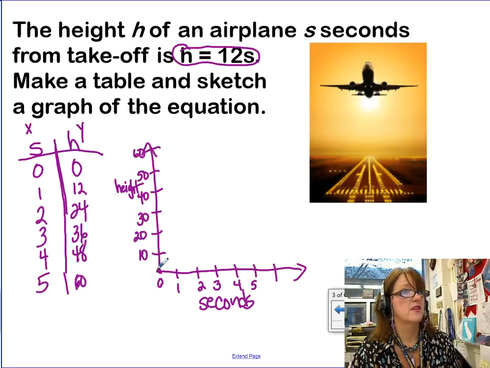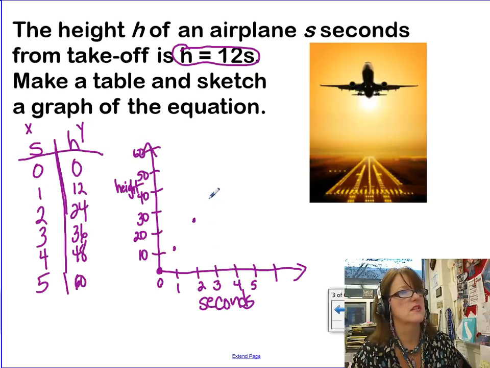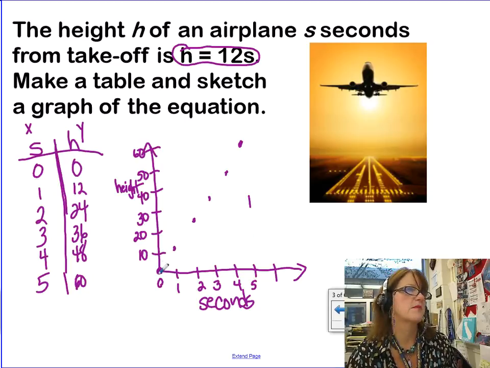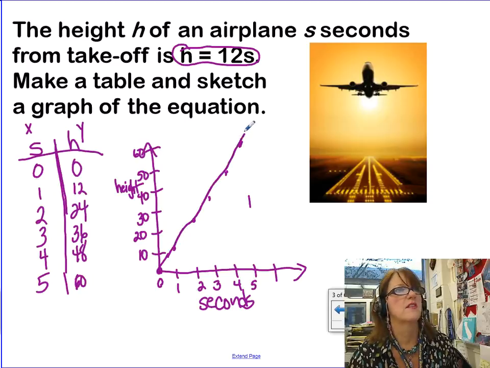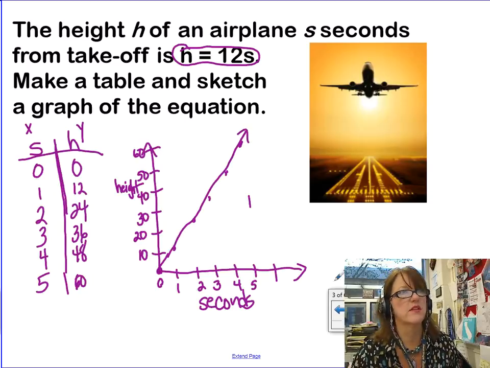All right, and then go ahead and plot your points. 0, 0. 1 is 12, so eyeball that. 2 gives me 24. That's almost halfway. 3 is 36. 4 is 48. 5 is exactly at 60. Whoops. Okay, there you go. Should I connect them? I suppose you can. We haven't really talked about continuous kind of a thing, but this would be an example of one. Okay. All right. Next.